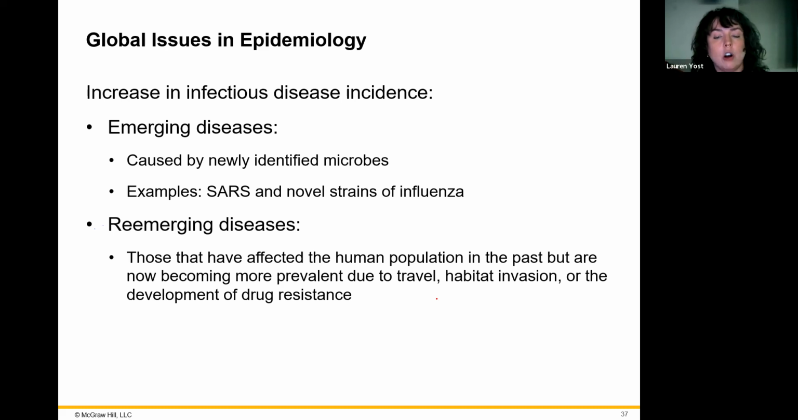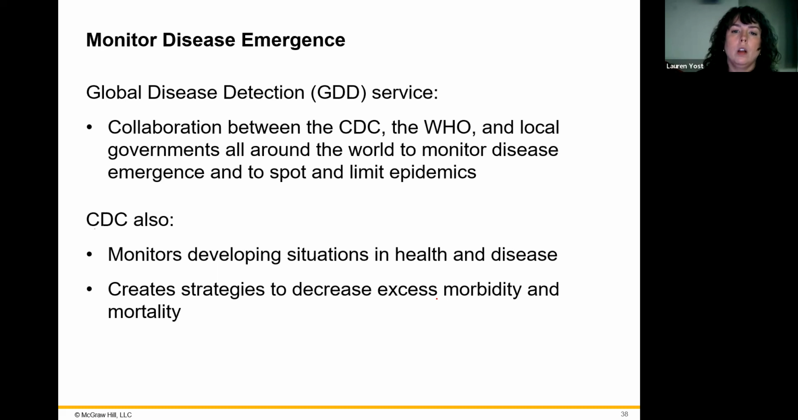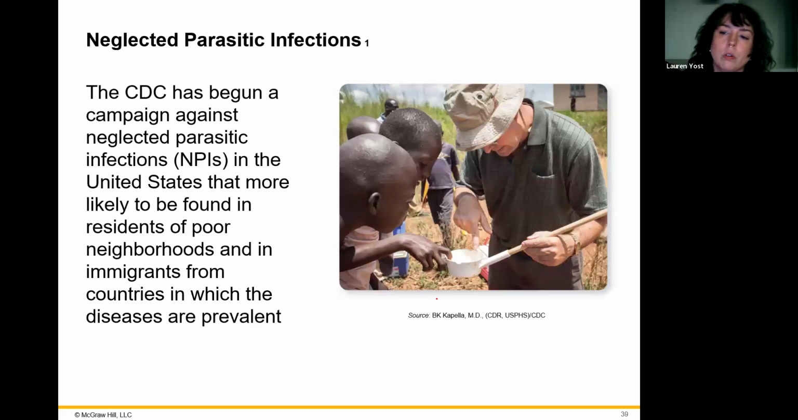Re-emerging diseases, these are diseases that affected the population and were uncommon, but now are becoming more prevalent as we travel, as there's habitat invasion, or there's development of drug resistance. And they get spread more than they usually would. Collaboration between the CDC and the WHO, the global disease detection, just trying to keep track of these emerging diseases and stuff like that, and looking at morbidity and mortality rates for those.